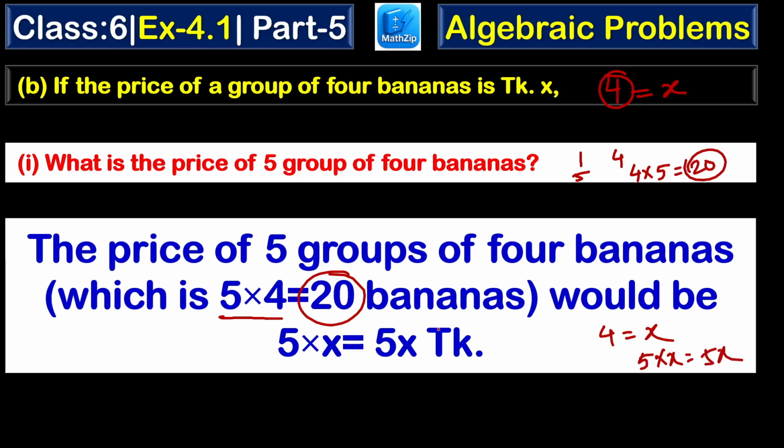Do you clear this one? If not, please write a line in the comments box. Why is this 5x? 5x means 4 bananas is 1 group, whose price is X taka. So what do 5 groups mean? 5 groups means 20 bananas. The price should be 5 times X, which means 5x.